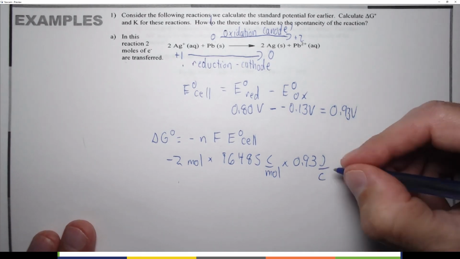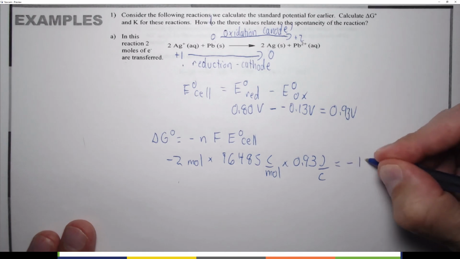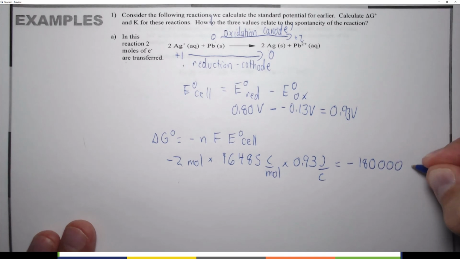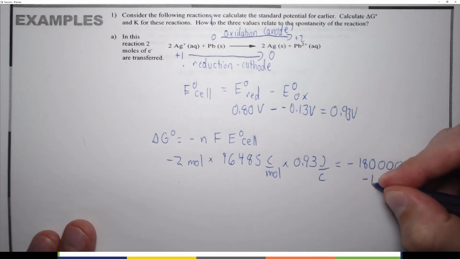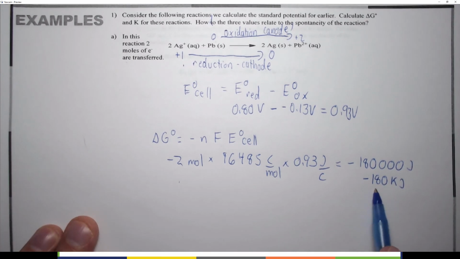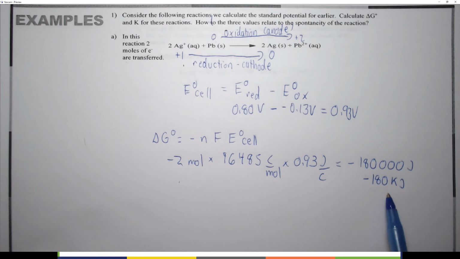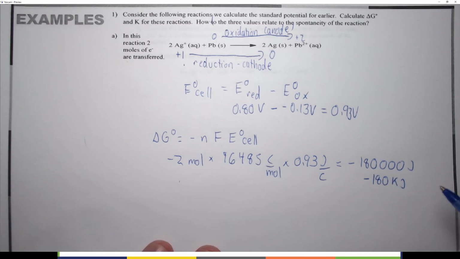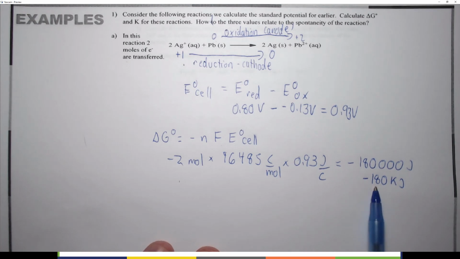When we do that work, we get minus 180,000 joules, or minus 180 kilojoules. And I'm using this as 2 sig figs because this is 2 sig figs, and you could argue this isn't perfect. The best way to write this would be negative 1.8 times 10 to the 2. But again, I don't want to get into sig figs too much here. So delta G is minus 180 kilojoules.